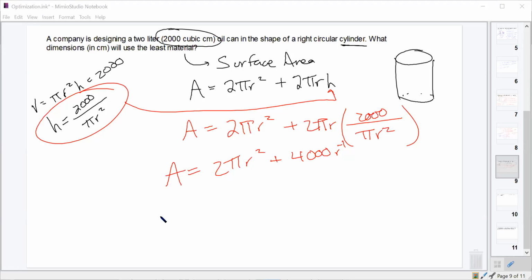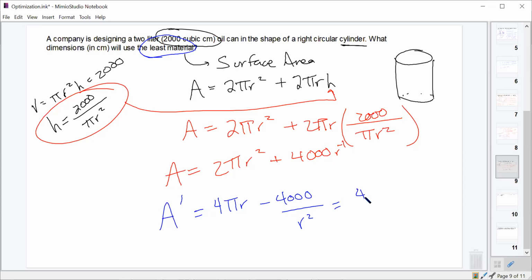Okay, so if we're looking to have the least amount of material, we want to minimize this, which means we need to find the minimum, and we'll use a derivative to do that. 4 pi r minus 4,000 r to the negative 2. And in order to figure out when that equals 0 and when it's undefined, it'll probably be convenient to have a common denominator. So we'll multiply the 4 pi r by r squared over r squared. 4 pi r cubed minus 4,000 over r squared. And when is this undefined?